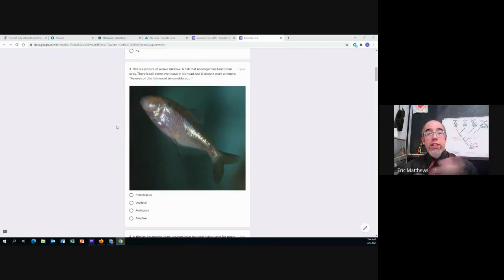Number three, this is a picture of a cave minnow. We saw it in the lab. A fish that no longer has functional eyes. There is still some eye tissue in its head, but it doesn't work anymore. The eyes of this fish, the cave minnow, would be considered homologous, vestigial, analogous, or adaptive. So the eyes are still in the head, but they don't work anymore. Would that be a homologous structure, a vestigial structure, an analogous structure, or an adaptive structure?